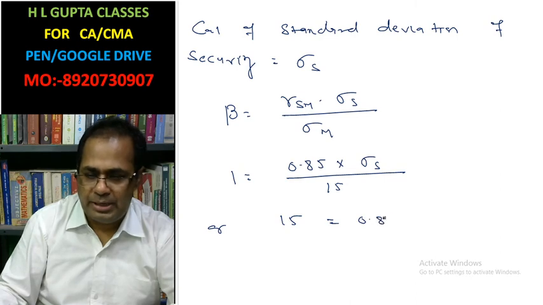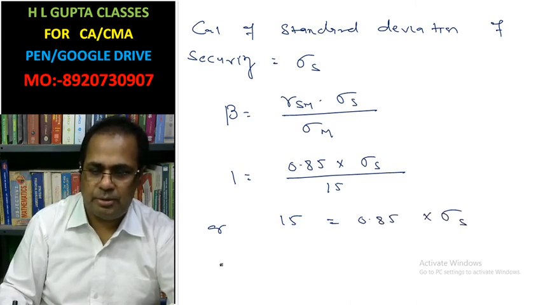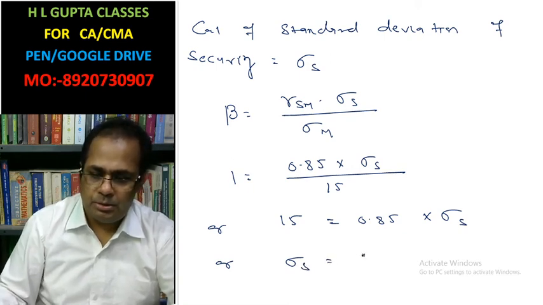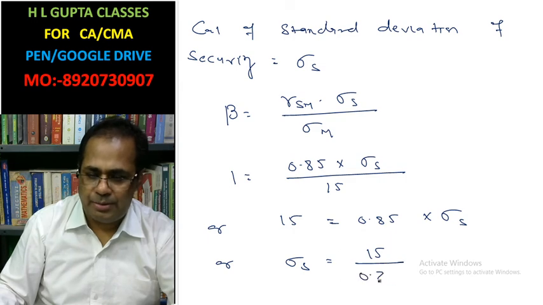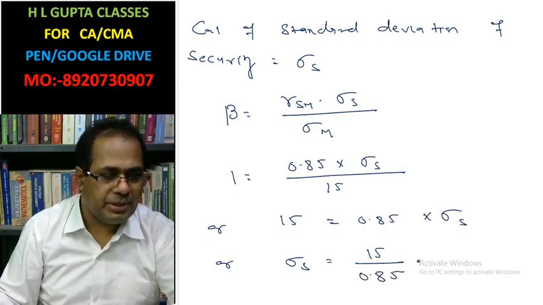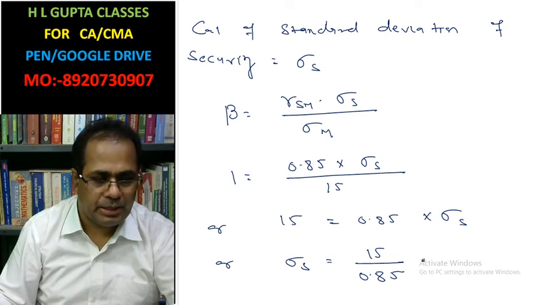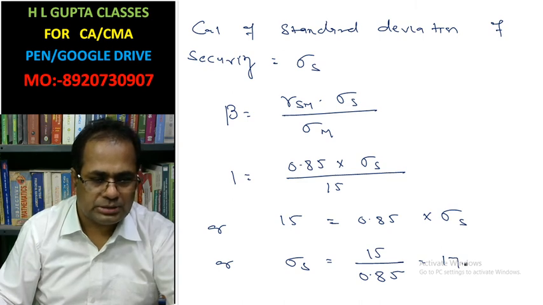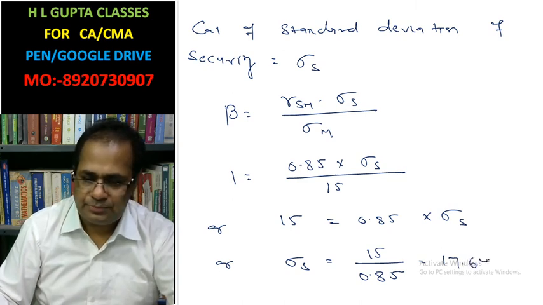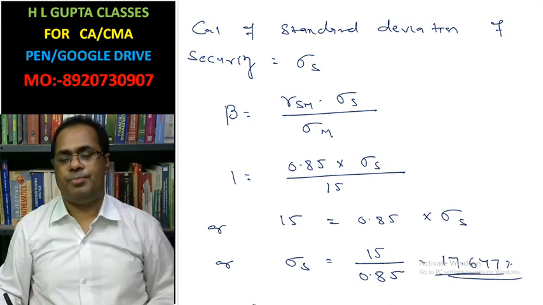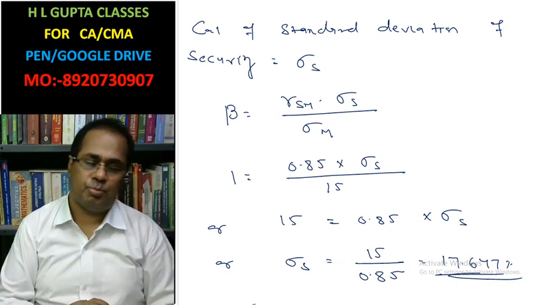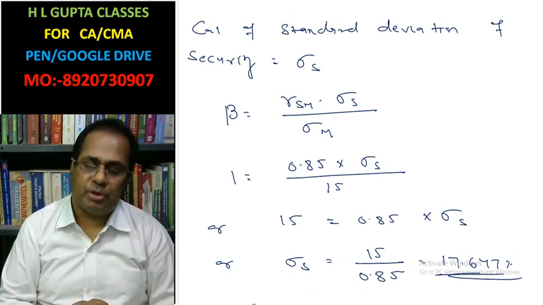So 15 equals 0.85 into standard deviation of security, or standard deviation of security equals 15 divided by 0.85. This is 17.647. In this way, this is a very easy question. This question is based on formulas. You must keep in mind all the formulas.